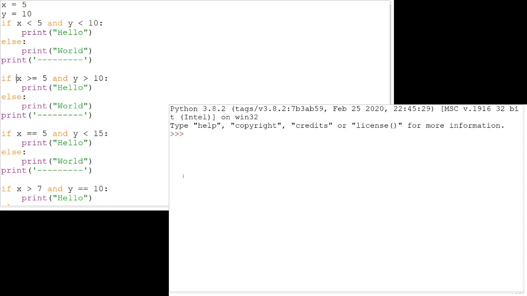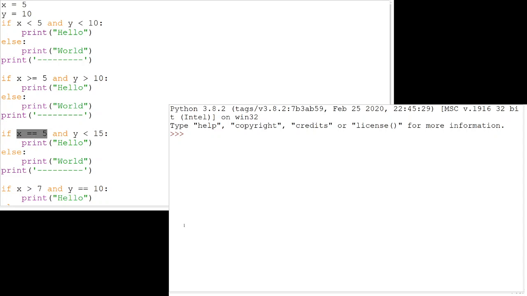In the second if-else statement, is x greater than or equal to 5? That's a true statement. Is y greater than 10? That's a false statement. True and false also give you false, and that's why word should get printed.